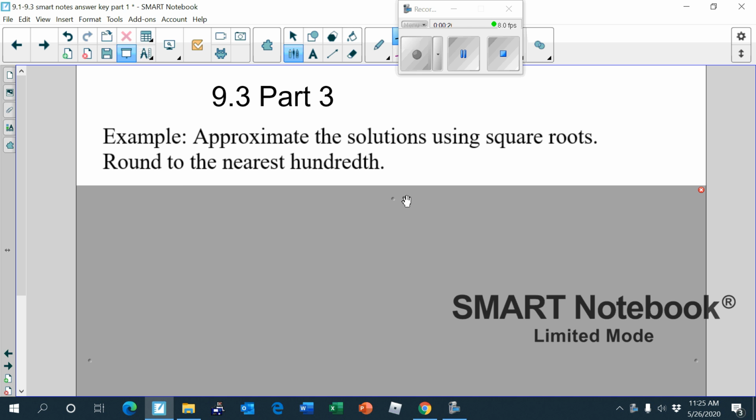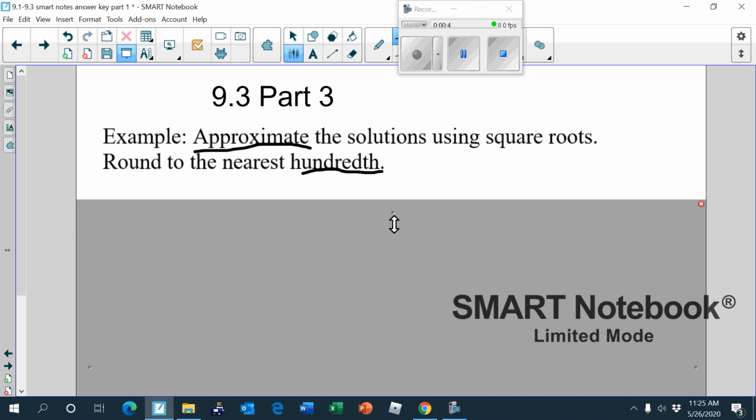It says, approximate the solutions using square roots, round to the nearest hundredth. Anytime it says approximate, that means you want a decimal answer, okay? And when it says round to the nearest hundredth, you are getting it to the two numbers after the decimal point. Okay, so let's take a look at the first one.